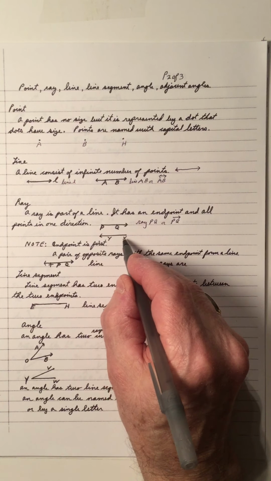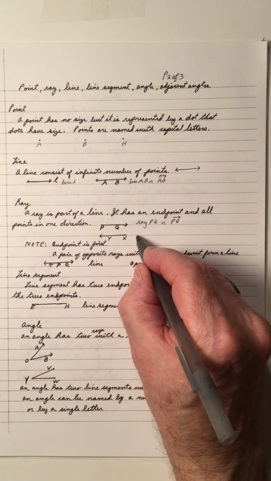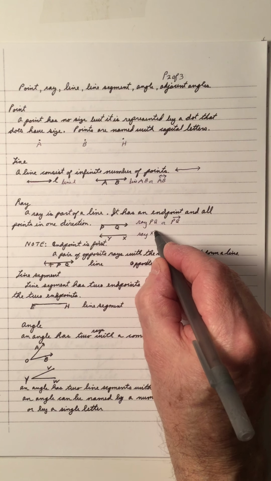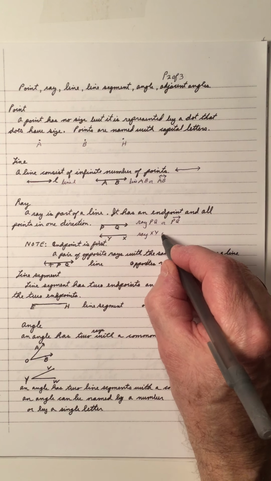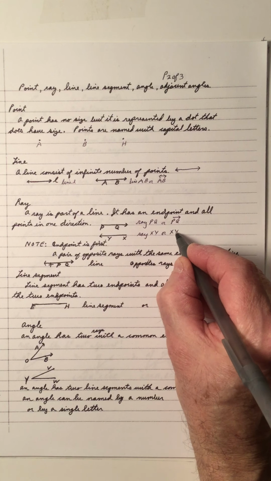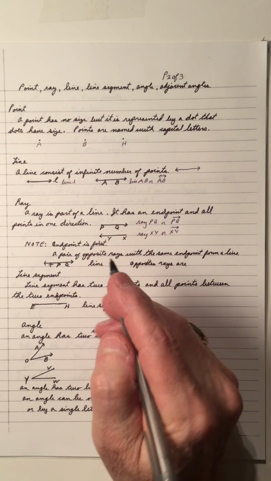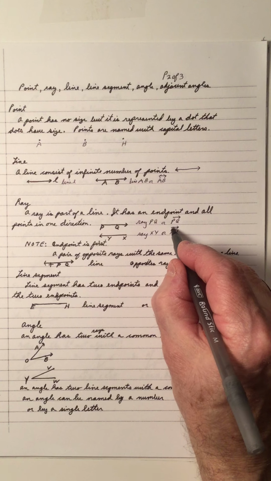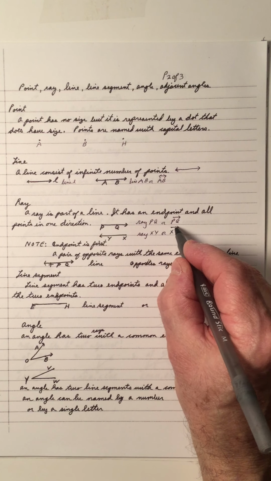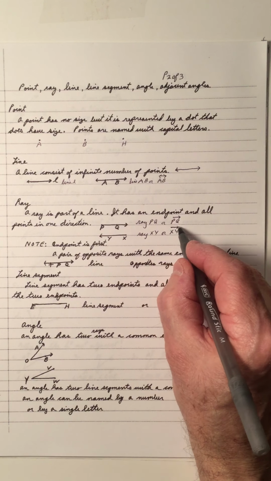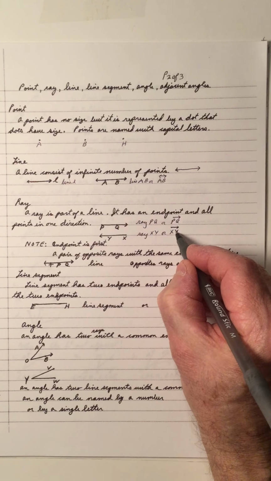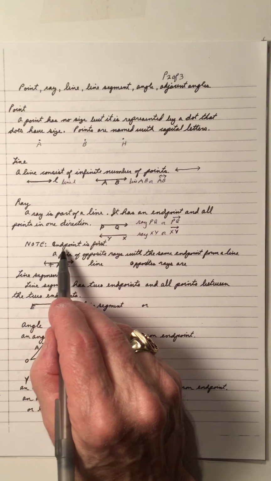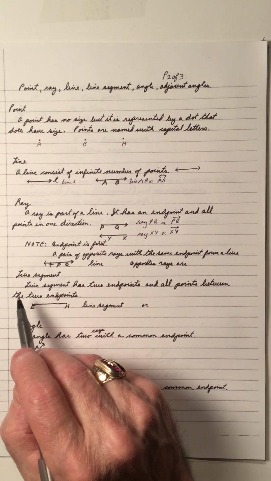Even though this ray is the ray XY, when you're looking at a diagram, X is the starting point, the endpoint of the ray. So ray XY, even though it's pointing to the left, when we name it, we start with the endpoint first, and then we look at the diagram to see where the ray is going towards. So we know it's going from X out towards Y. Note the endpoint is first.